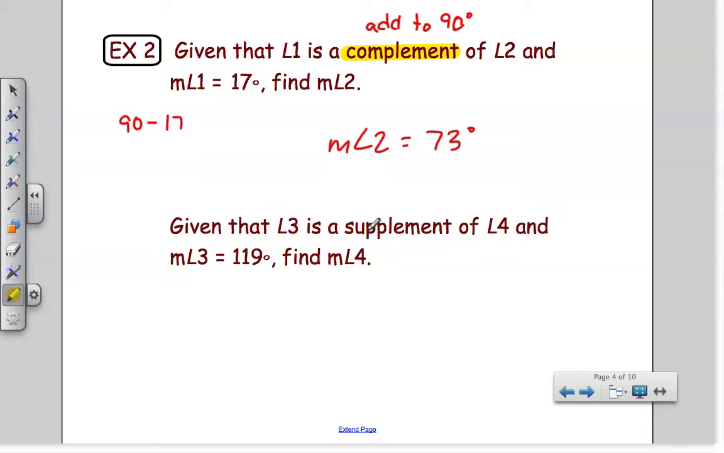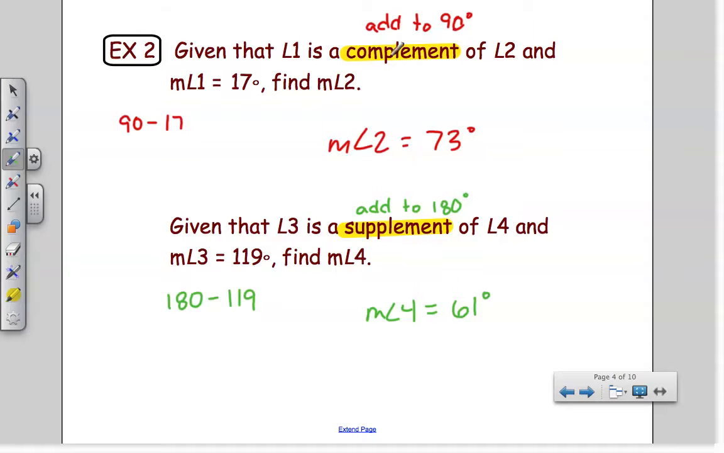In the next example, given that angle 3 is a supplement of angle 4, and the measure of angle 3 is 119, find the measure of angle 4. So I need to know the definition of the term supplement. It means the angles are supplementary, which means that they add to 180 degrees. So if I know the measure of angle 3 is 119, and I need to figure out angle 4, I'm going to take 180 minus angle 3, which was 119. What would the measure of angle 4 have to be so that those two could add up to 180 degrees? Well, it'd have to be 61 degrees.